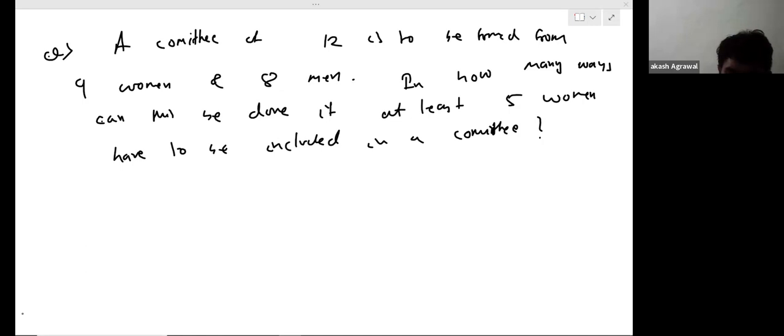So this will be 9C5 for women. First case, right? Yes. Okay. So you are selecting 5 women. So how many men you have to select? 7. Because the team is of 12. Okay.